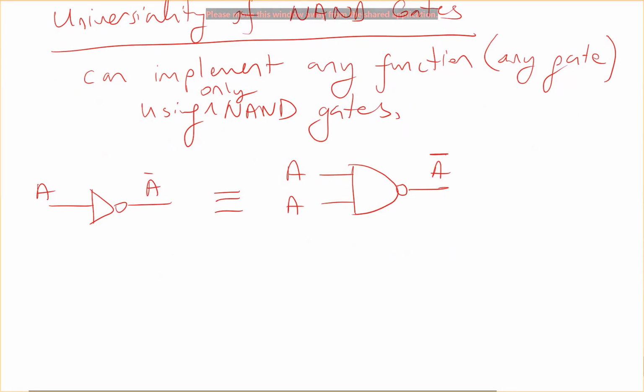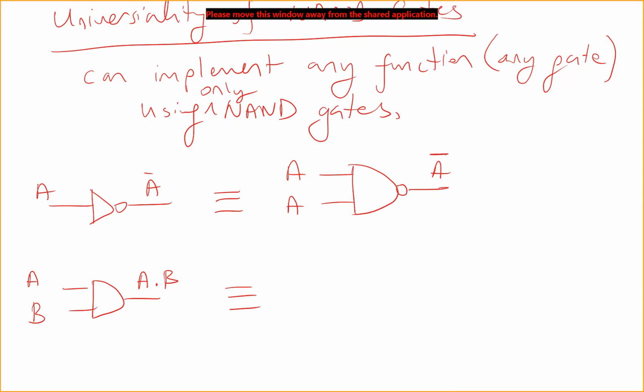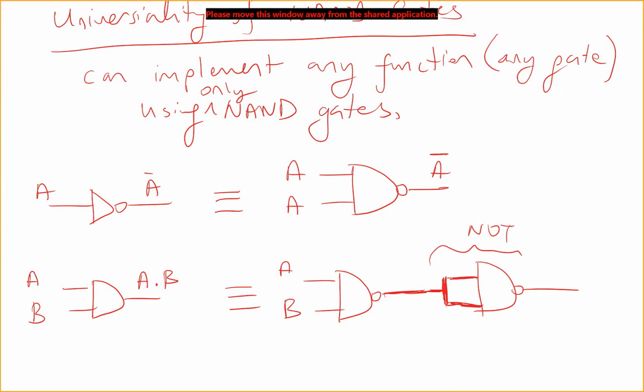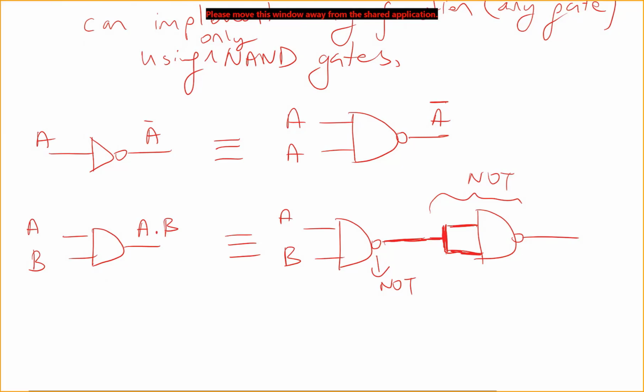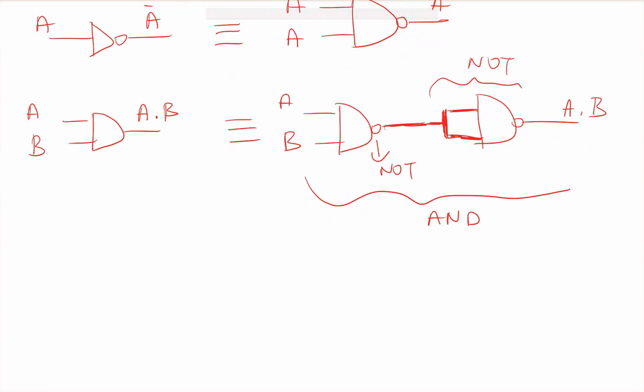Let's see how I can implement an AND gate. I can have a NAND gate like this, and to get an AND gate, I need another NAND gate to do the NOT operation. This is a NOT gate, right? I give both inputs the same signal, and this is also NOT. So I have two NOT operations which will give me an AND gate. What will I get here? A and B.